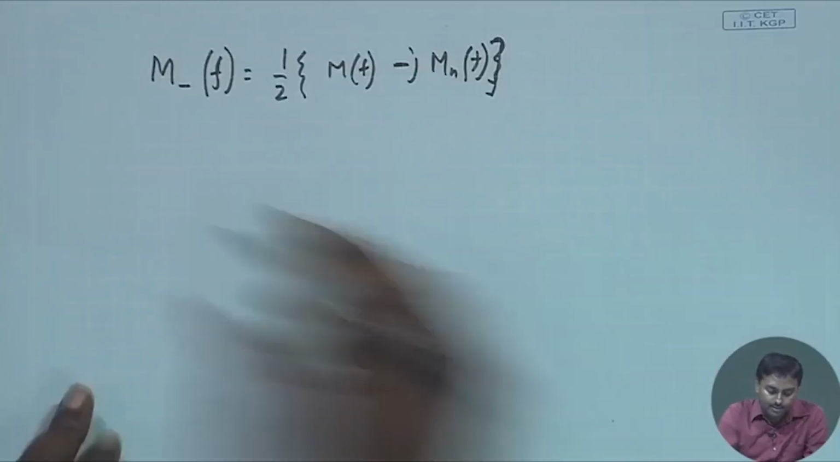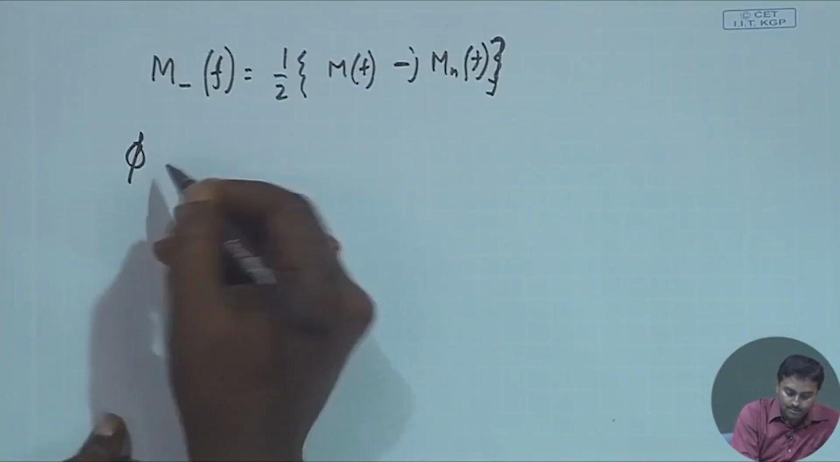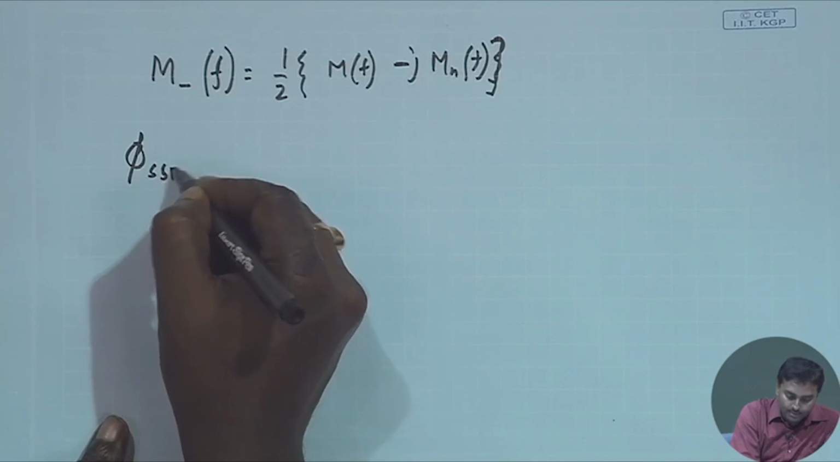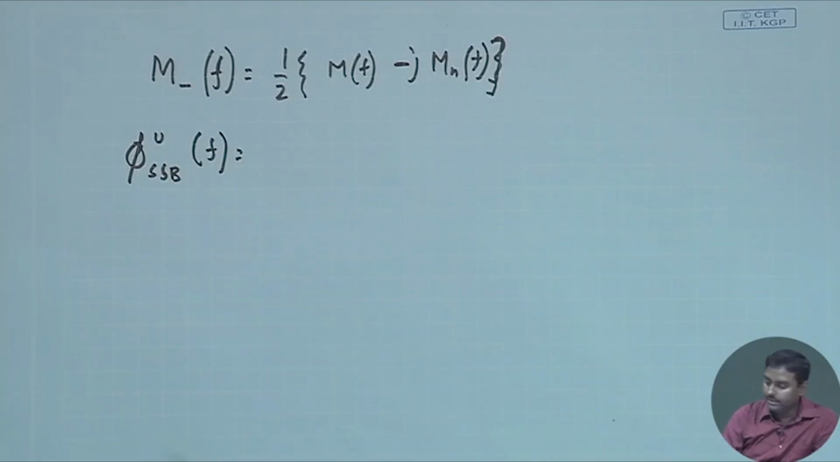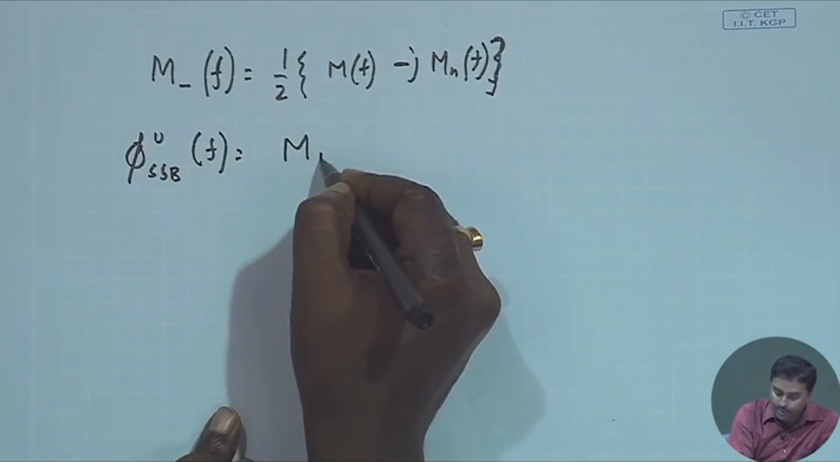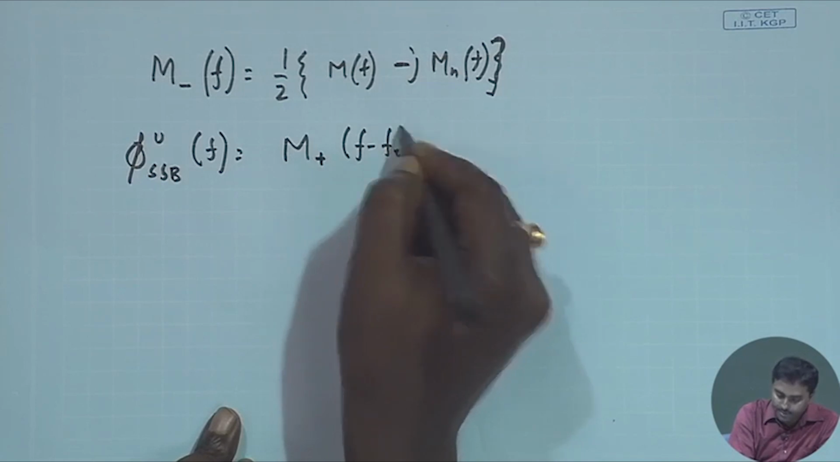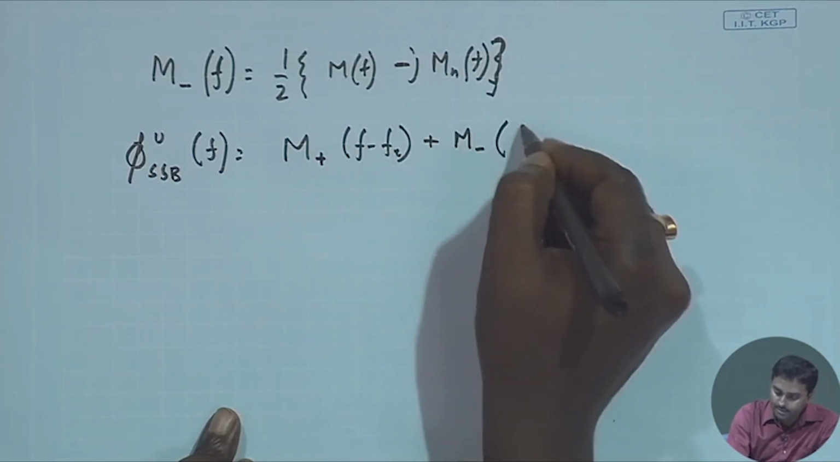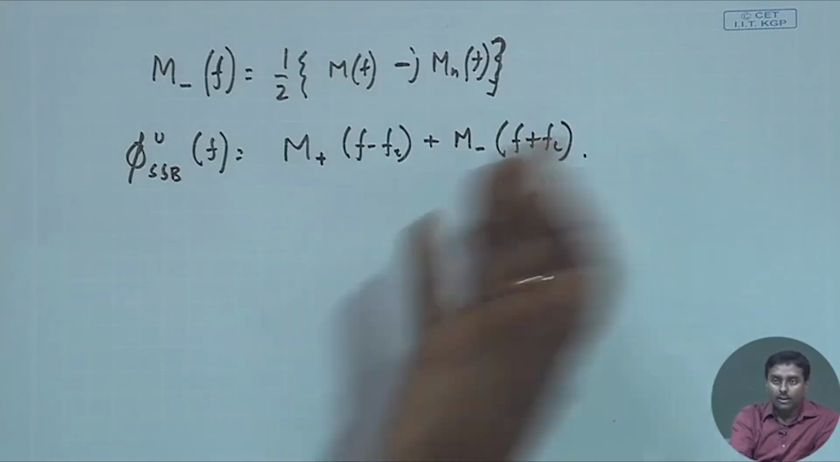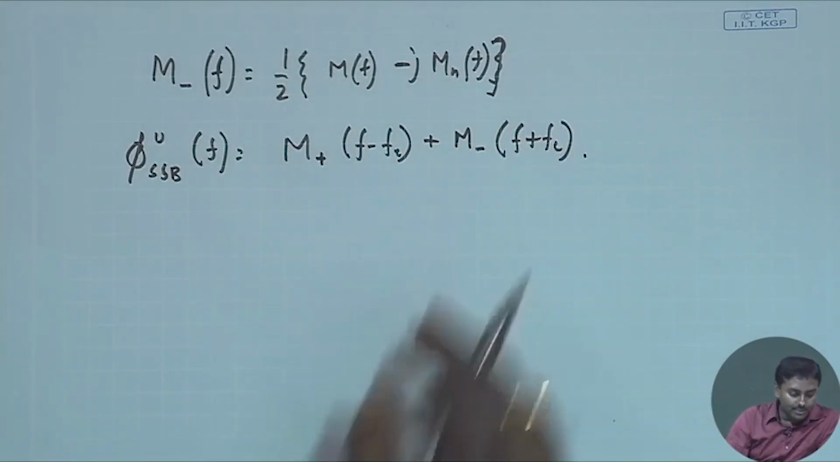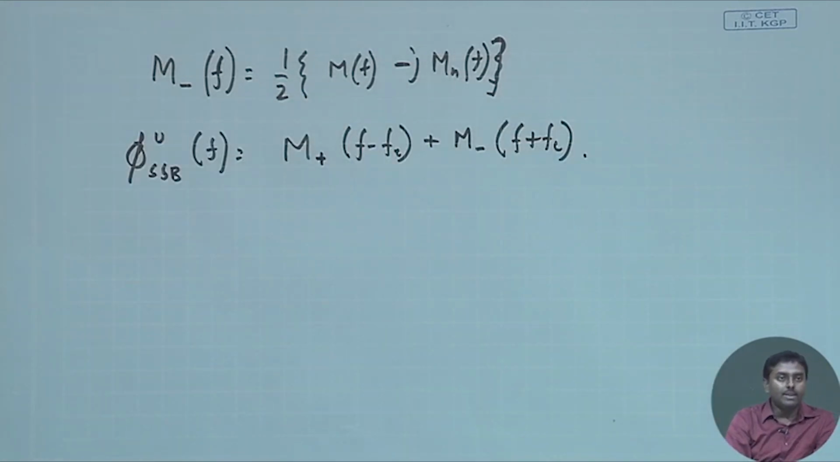Therefore, I can write phi, suppose SSB for the upper sideband. So, U F, this must be equal to M plus F minus FC plus M minus F plus FC, right. This is the representation. If it has to be a lower one, accordingly we will have to do that. Okay. So, this is pretty much clear how I can represent my upper sideband SSB modulated signal, right.